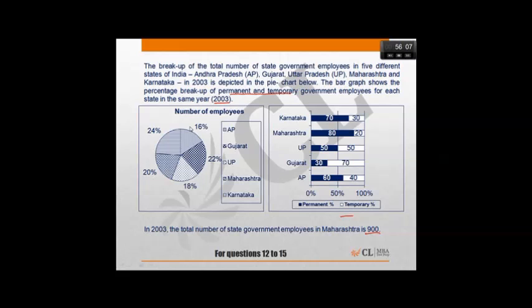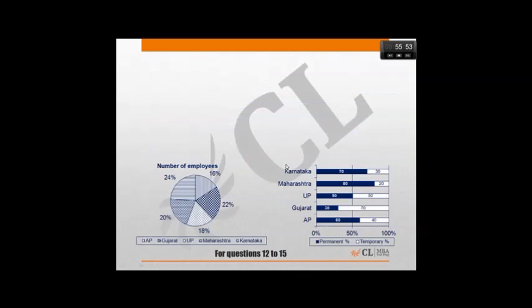Okay. So the chart says 16, so that means these 5 together are 100%. Total number of state government employees in Maharashtra is 900. Okay, let me just look at this one. This is Karnataka. This should be Maharashtra. This should be UP. This should be Gujarat. This is 900. Okay, 20% is 900. That means the total number of employees out here is 5 times 900, which is 4,500.